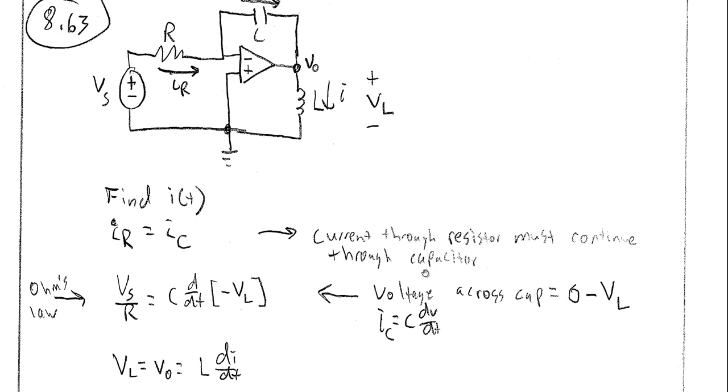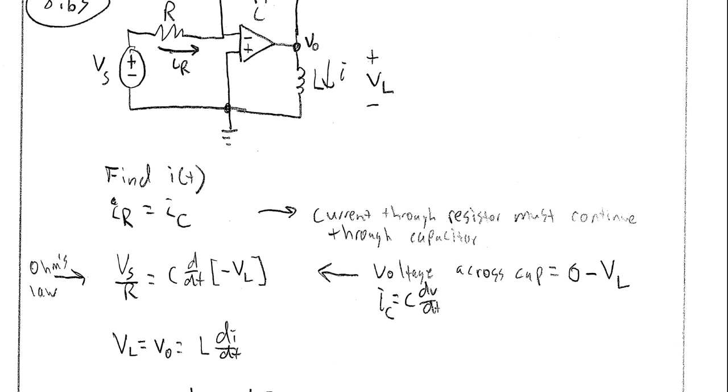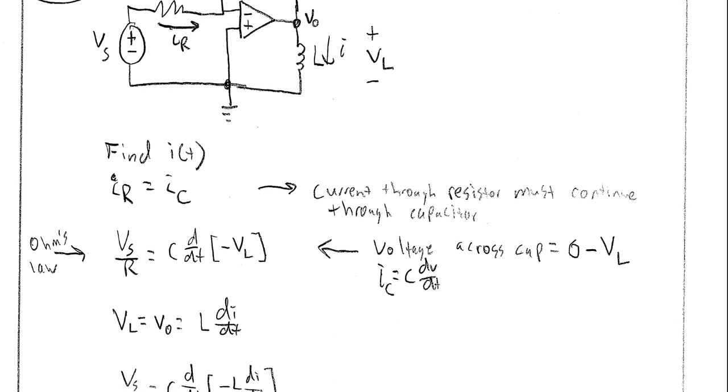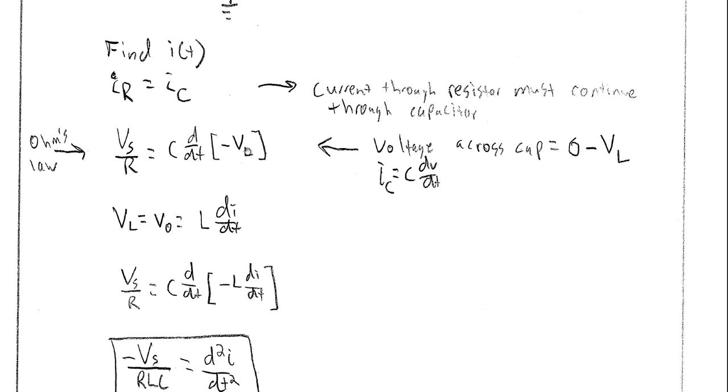And so then the question is, okay, well, what is VL going to be equal to? Well, we know that for an inductor, voltage is equal to L times di/dt, and I happens to be the current that we are looking for there. So VL equals the output voltage from the amplifier, which also equals L di/dt. And so now if we plug that into what we have here, Vs over R equals C times the derivative with respect to time of negative L di/dt.